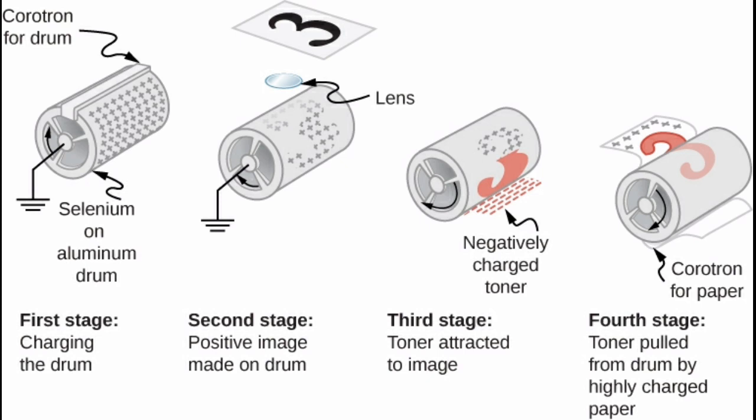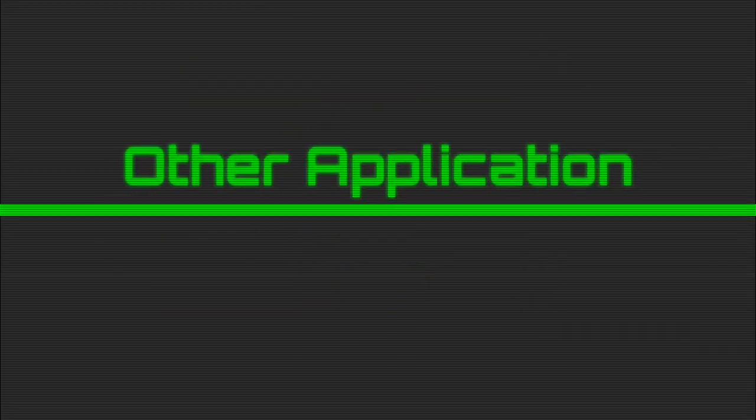During the first stage, the drum is charged. It is made of selenium on an aluminum drum. In the second stage, we have the positive image made on the drum. In this case, we have the number 3 reflected through the lens to cover up the charges. On the third stage, we have the toner attached to the image. The toner consists of negatively charged particles. And lastly, on the fourth stage, we have the toner pulled from the drum by highly charged paper. In this case, we have the product.